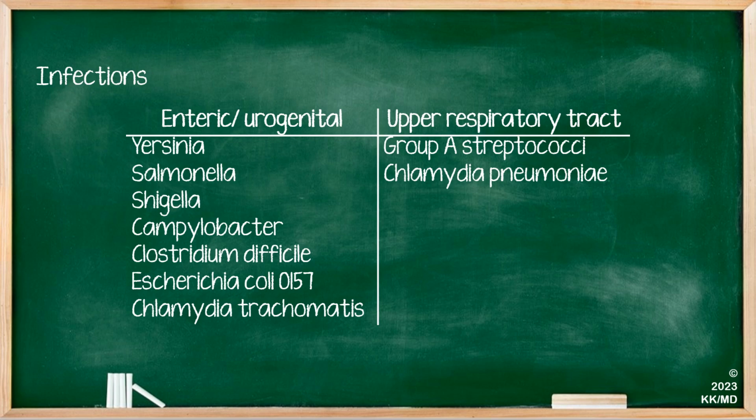So in terms of the common bugs that could be causing the syndrome, your enteric or urogenital causes are organisms such as Yersinia, Salmonella, Shigella, Campylobacter, C. diff, E. coli, especially the strain O157, and Chlamydia trachomatis. In terms of the upper respiratory tract causes, the commonest causes are Group A streptococci and Chlamydia pneumoniae.